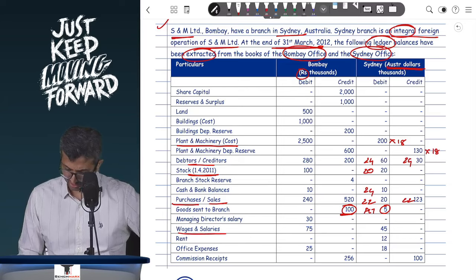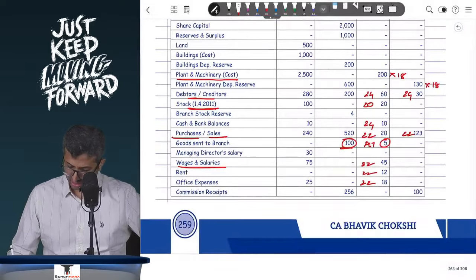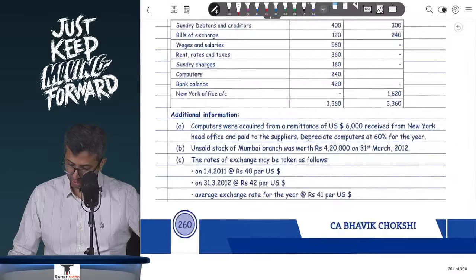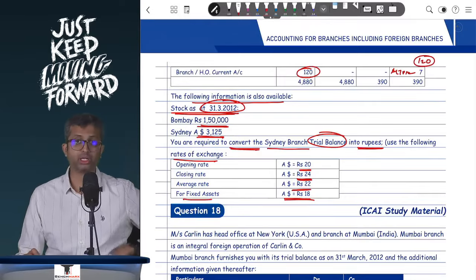MD salary, wages and salaries, average rate 22. Rent average 22, office average 22. Then you have commission receipts average 22. Branch or head office current account, this is 120, this is 7, this will be actual. That is, you will convert it and show it at 120, and that's about it.